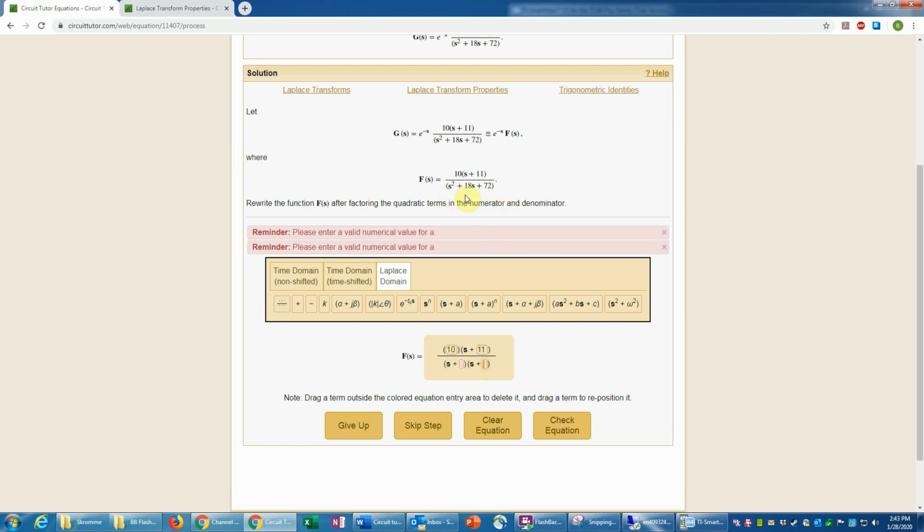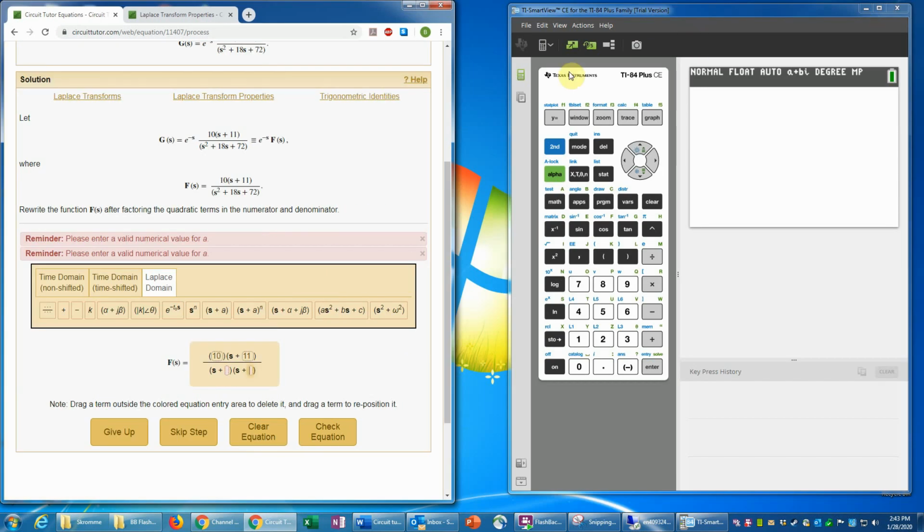And now in order to factor that, we can use the quadratic formula, the standard way to factor a quadratic expression. And I'm going to do that with the aid of a scientific calculator here. So let's bring up my TI-84 Plus emulator. And I will use the standard quadratic formula. Remember, this is a(s squared plus bs plus c. So the a is 1. This is generally always the case here, if you put it in standard form anyway. The b is 18, and the c is 72.